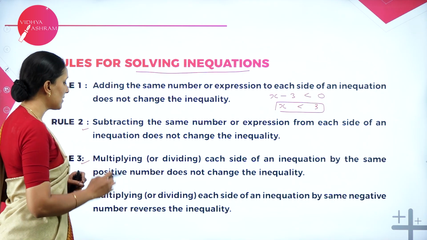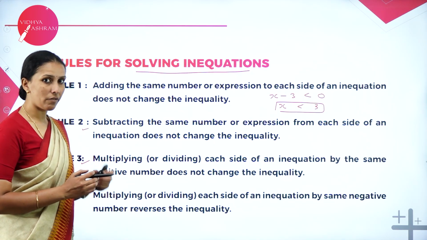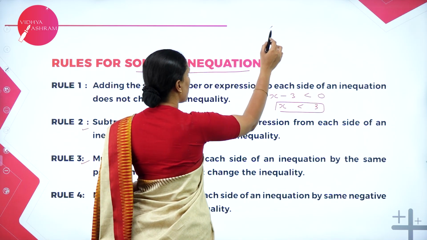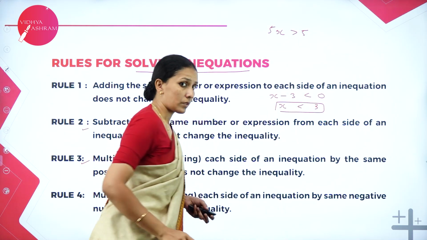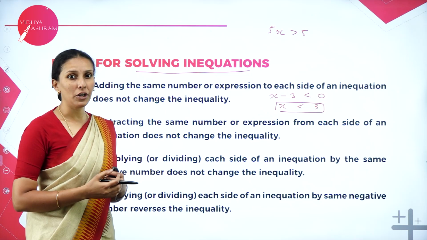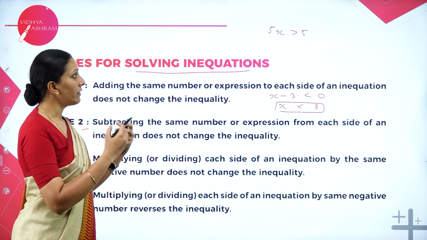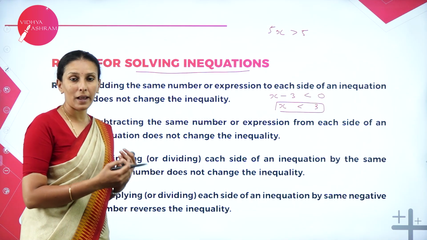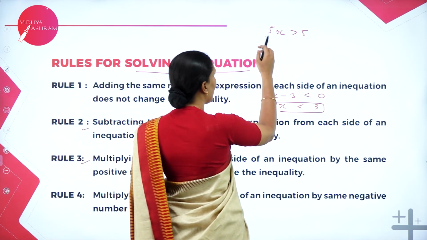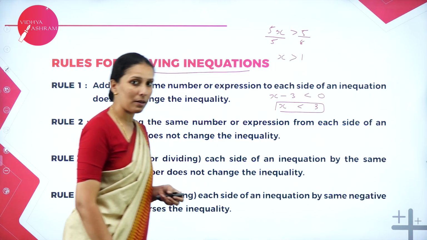And rule number 3 says multiplying or dividing each side of an inequality by the same positive number does not change the inequality. Now suppose you have 5x greater than 5. If it is an equation, we will write it in the form x is equal to 5 by 5. But here we will not do that because there is no process of shifting. So what we are supposed to do is divide or multiply each side by the same positive number. So I'll divide by 5 on both sides. Then I'll get x greater than 1. So that will be the solution.